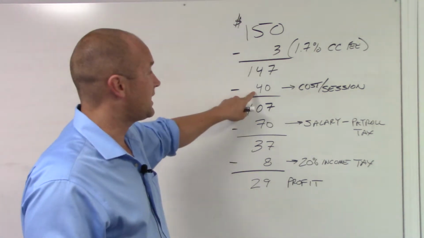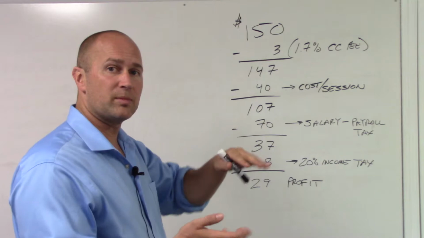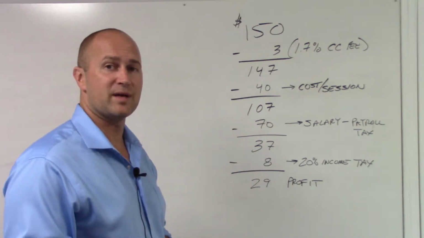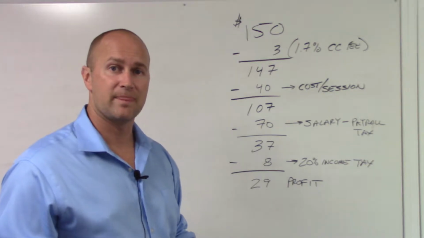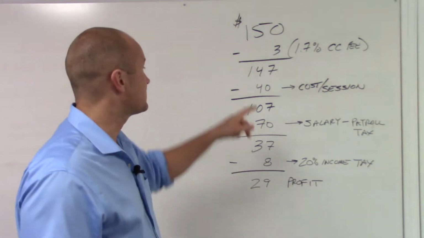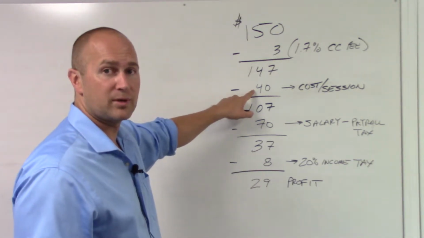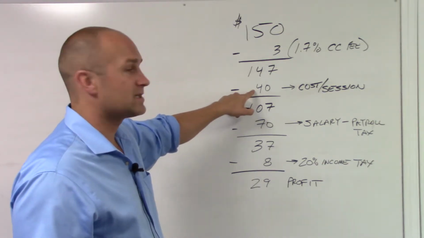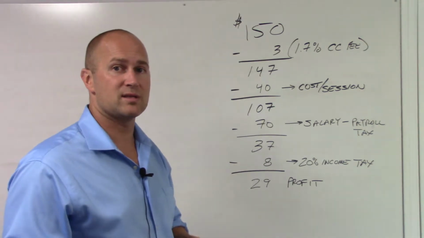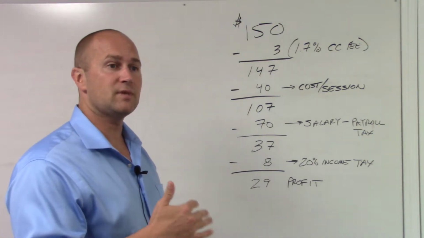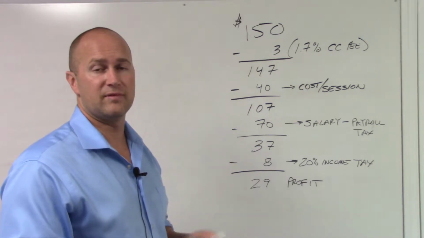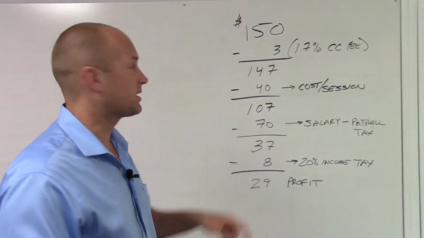So how you calculate this is you go to your pro forma and you add up all of your monthly expenses and divide that by the number of patient visits. And then you'll know how much it costs per session. Again, you calculate this by adding up all your monthly expenses and dividing by the number of patient visits, and you'll be able to calculate this.